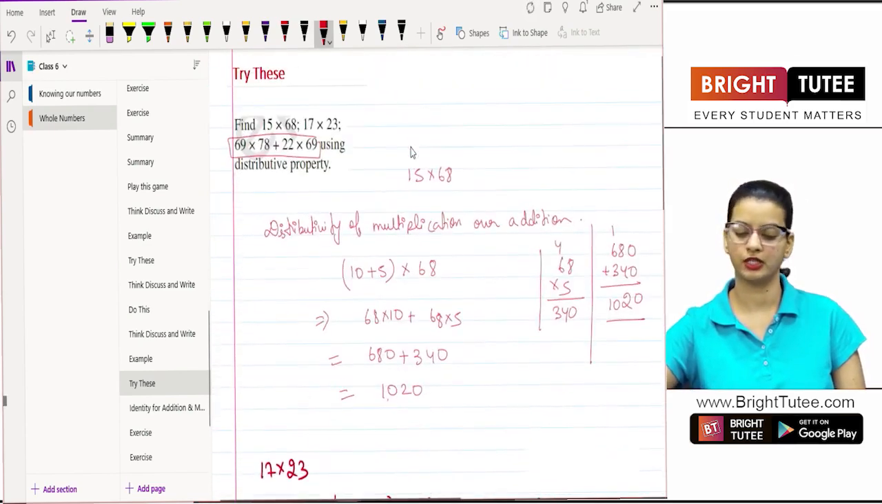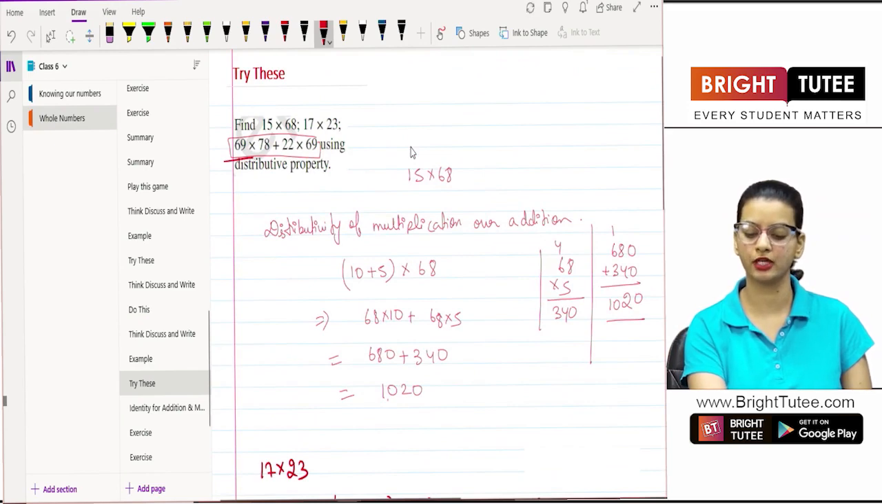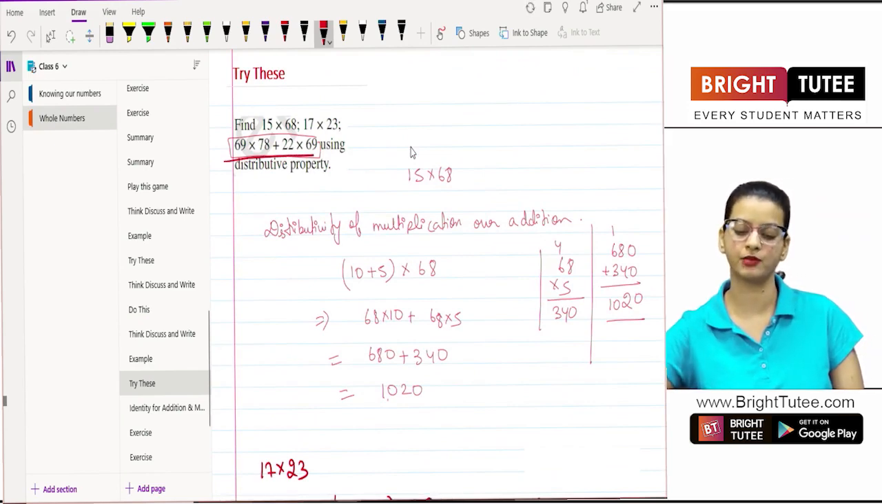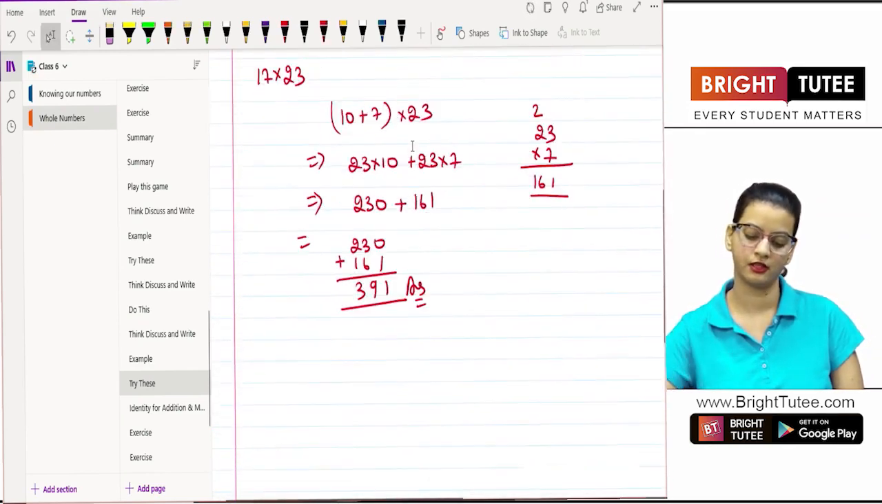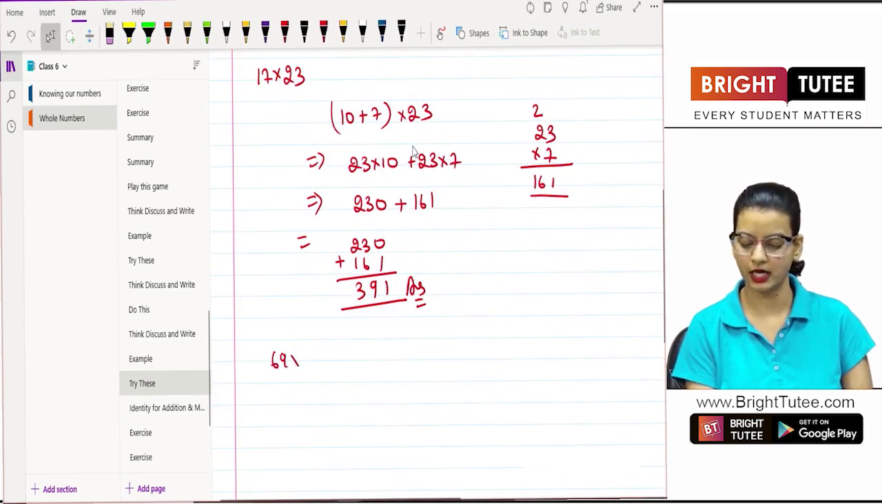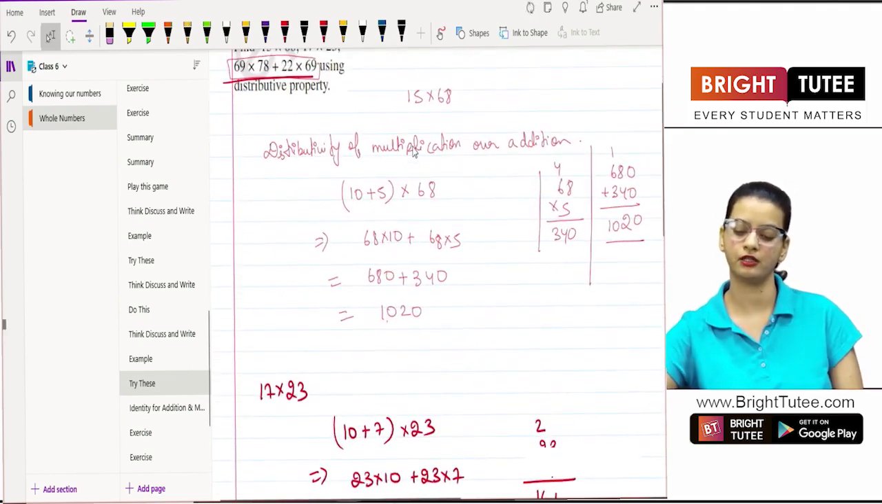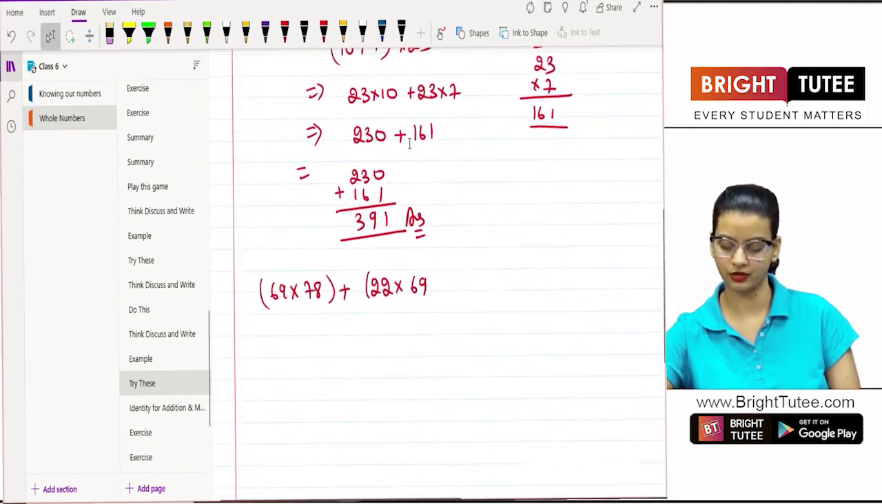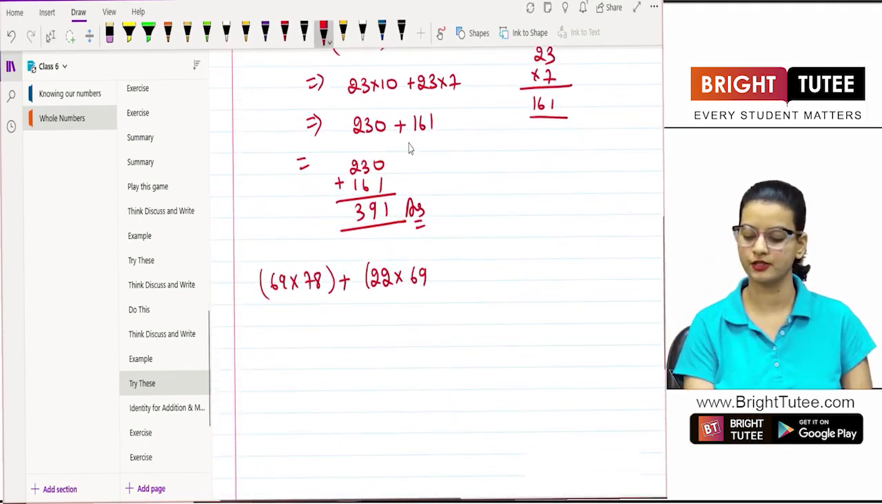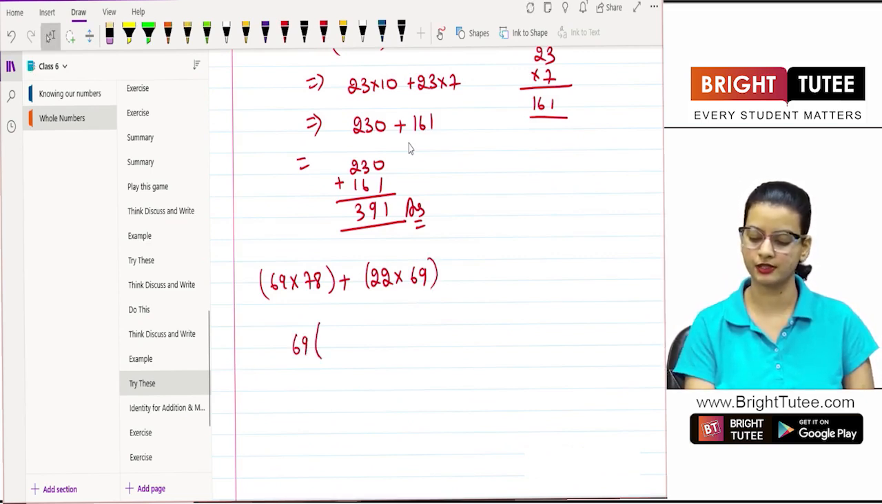Okay. Now let's get back. Now we have to calculate 69 into 78 plus 22 into 69. So what can we do over here? If we take 69 common over here, this actually means 69 into 78 plus 22.